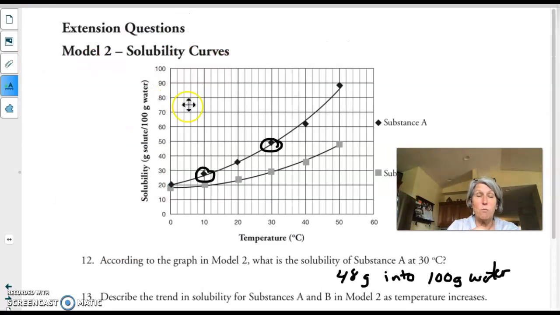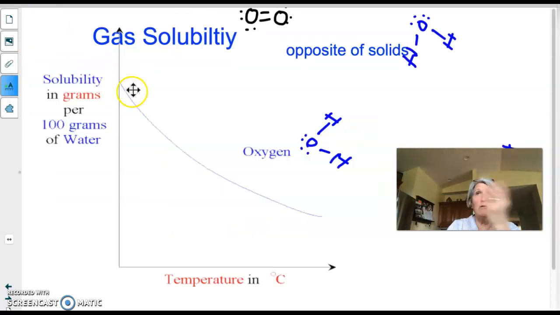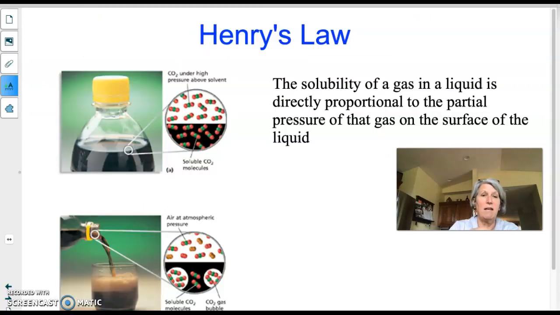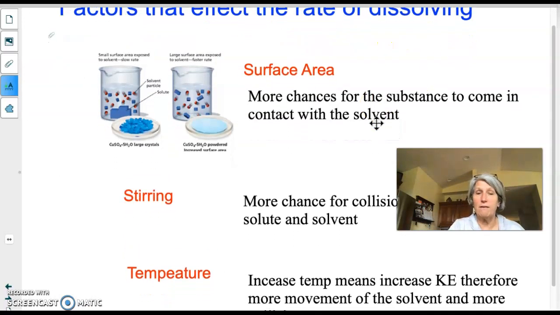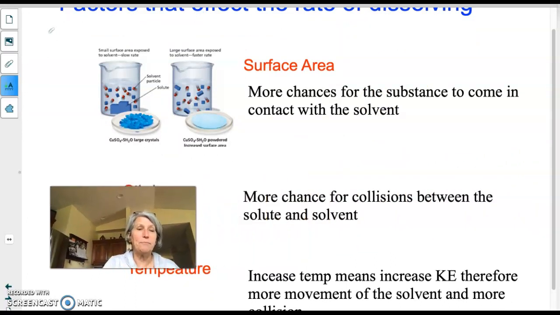It's also the reason why, if we think about warm pop, if you want to keep the carbonation of your pop, you've been told put it in the refrigerator. That's because at lower temperatures, it's going to be able to retain and hold that gas better, okay? And finally, I just want to talk about factors that affect the rate of dissolving and also affect the rate of solubility.